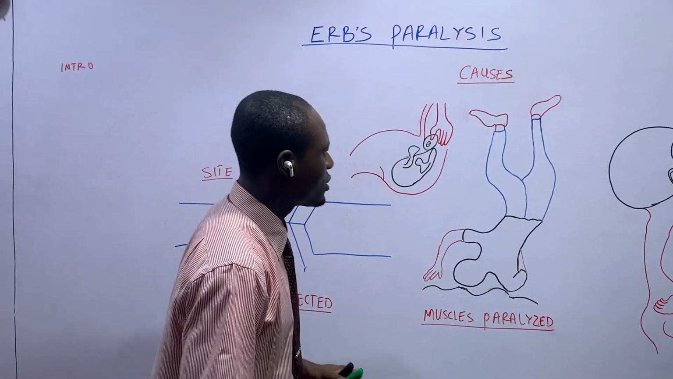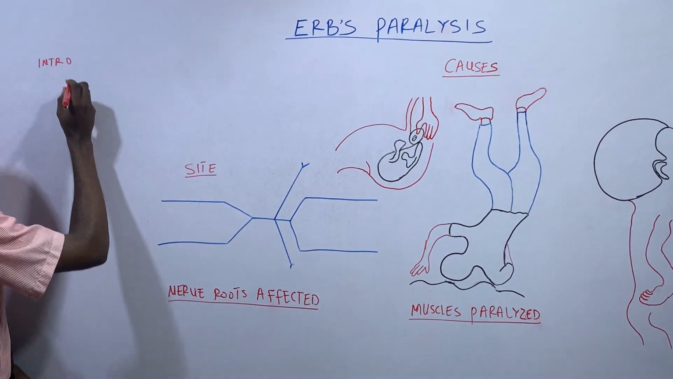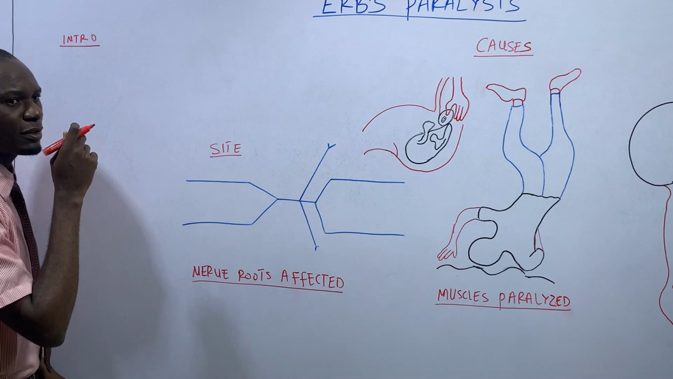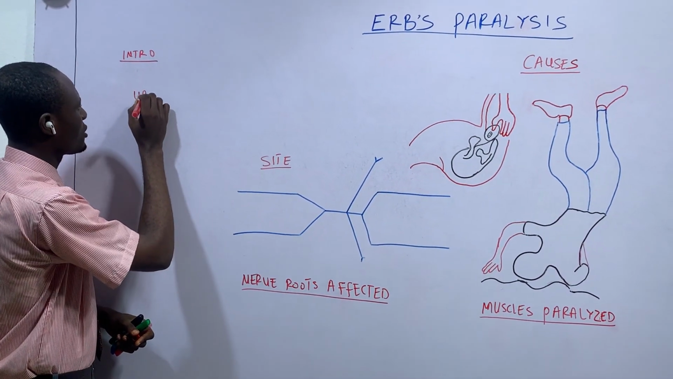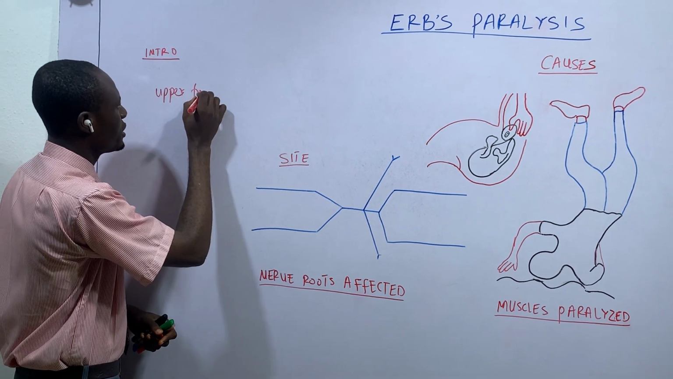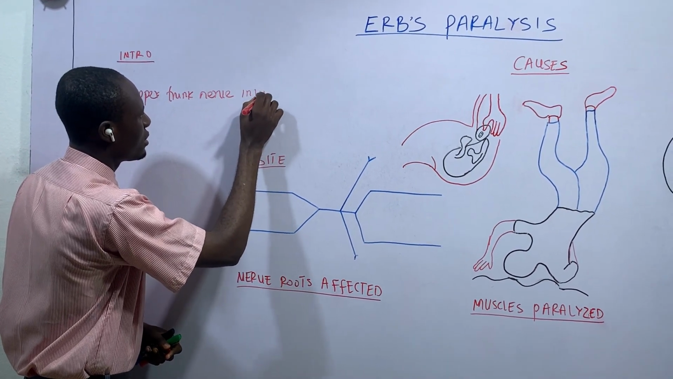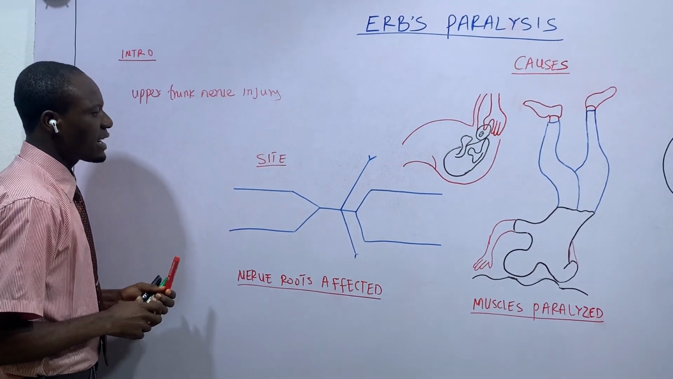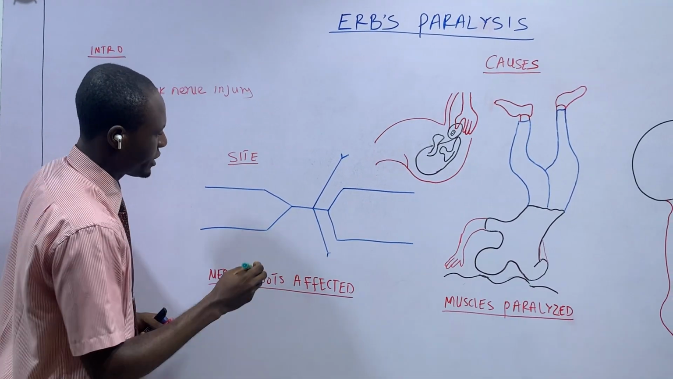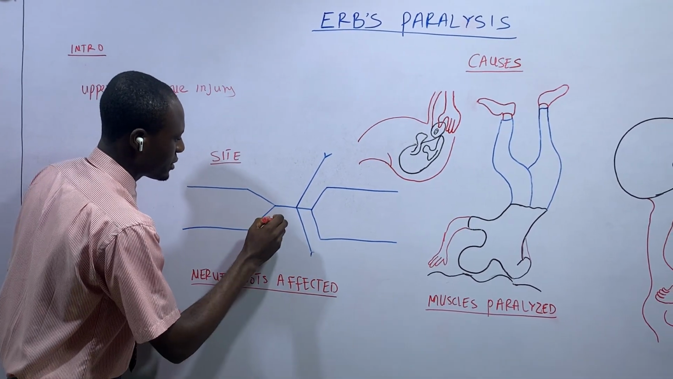All right, so let us have a definition, an introduction. What is Erb's paralysis? Erb's paralysis is an upper trunk nerve injury. It occurs at a site, and that site where it occurs is known as the Erb's point.